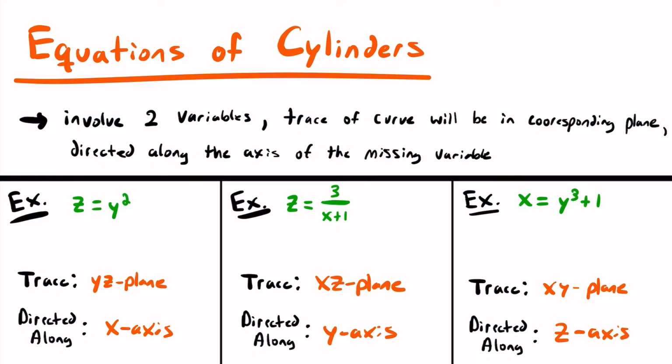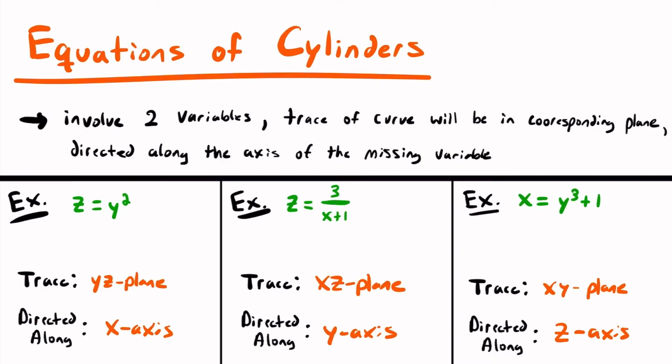Okay, so that's the idea here. The equations of cylinders always involve two variables. The trace of the curve will be in the corresponding plane to those two variables, and the curve will be directed along the axis of the missing variable to create the cylinder.